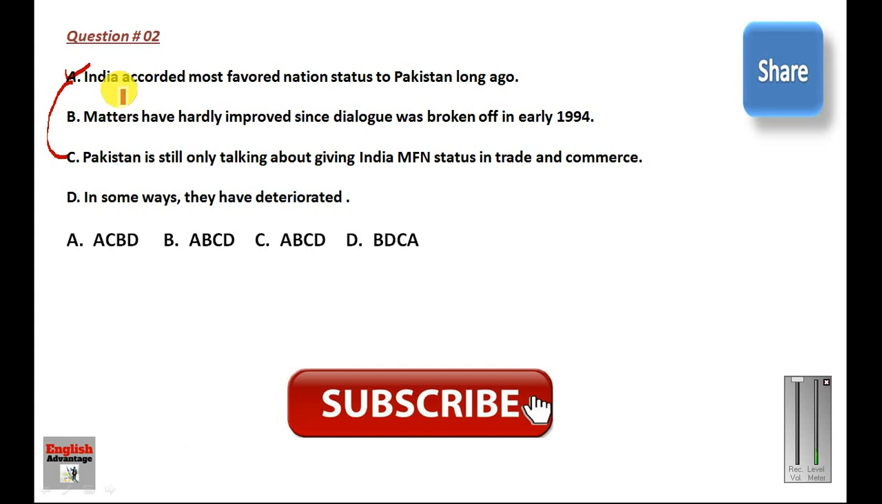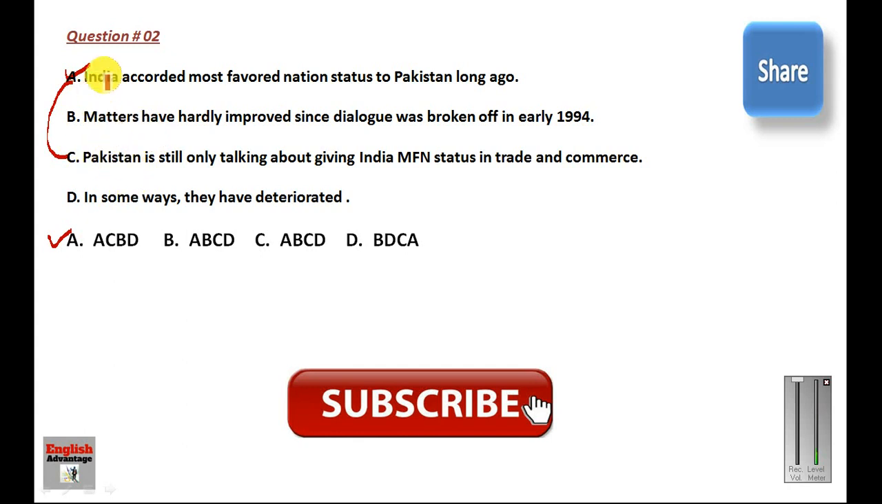India accorded most favored nation status to Pakistan long ago, but Pakistan is still only talking about giving India MFN status in trade and commerce. So this C sentence will naturally follow this A sentence. So we have found out A and C. Now just see in these options, only this option is having A, C. So this will be the right answer. But no problem, we can discuss other two sentences also.